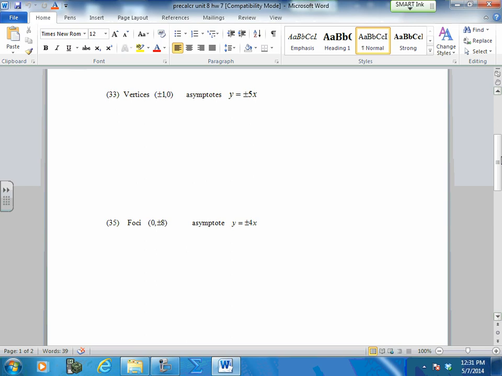Okay, so let's start with your vertices. Your vertices are at (1, 0) and at (-1, 0). So which is your transverse axis this time? The y. Yes, because it's going to go off your vertices. Doesn't it have to go this way? Yeah, it's on that. You were doing that too with your hands. So we've got this format.